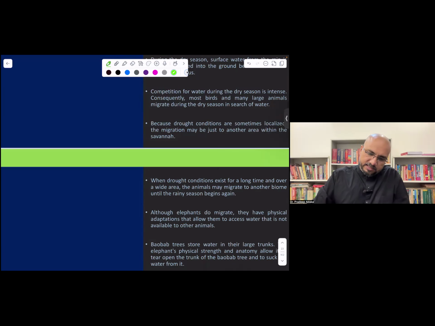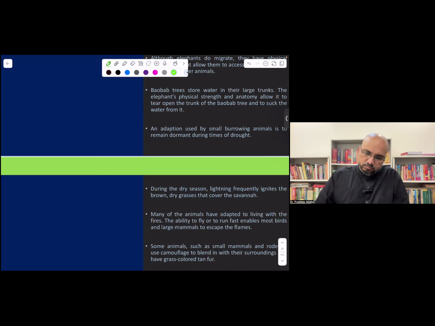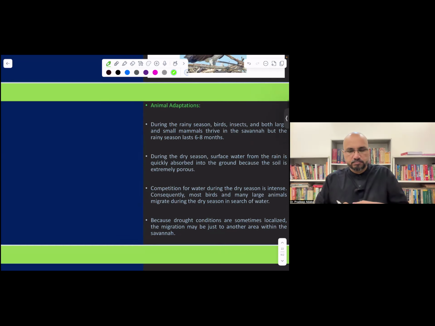Okay, so let us continue tomorrow. We'll continue with animal adaptations of the savanna biome, and we will do the temperate grasslands tomorrow. After that, we'll move to other biomes. Okay, we'll discuss the chaparral biome.